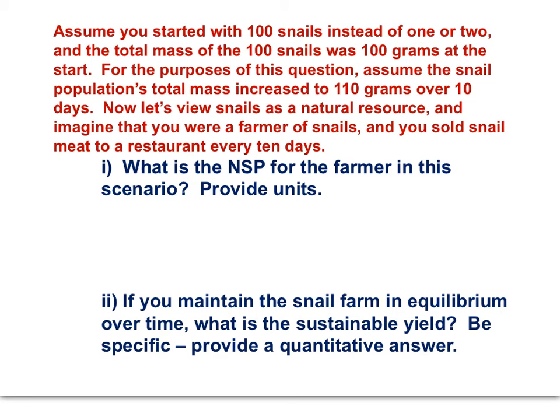Provide units. Well, the snail population, which is the resource, starts at 100 grams and grows to 110 grams over 10 days. So 110 minus 100 means that the NSP is 10 grams per 10 days. If you maintain the snail farm in equilibrium, what is the sustainable yield? Be specific. It is 10 grams over 10 days.